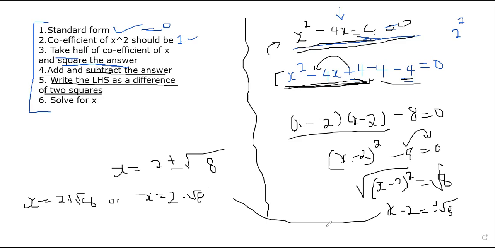So let's try another one. Let's assume you're given x^2 - 10x - 11 = 0. You'll be told to solve for x by completing the square. If you're not told, you can use the difference of 2 squares, it's fine. But they will tell you, right? So let's assume they tell you to solve for x by completing a square.